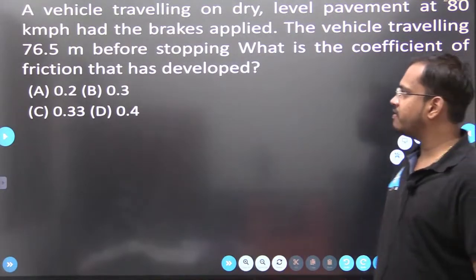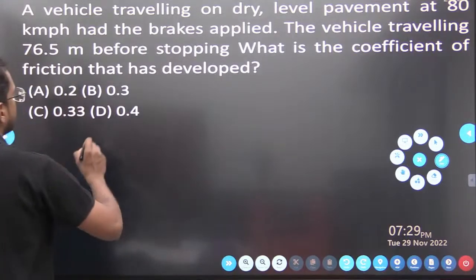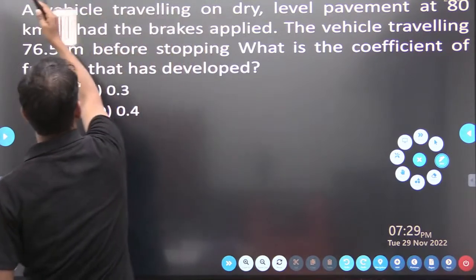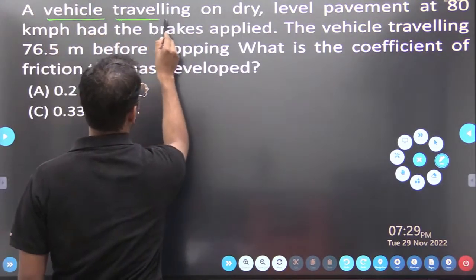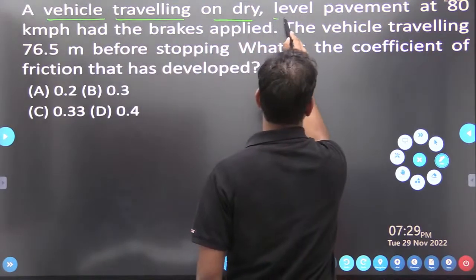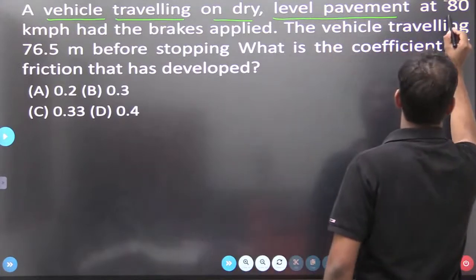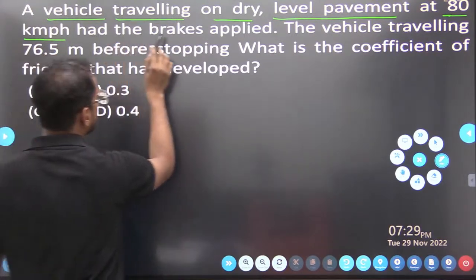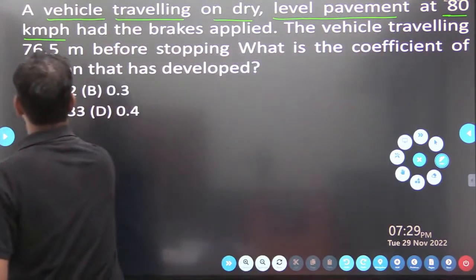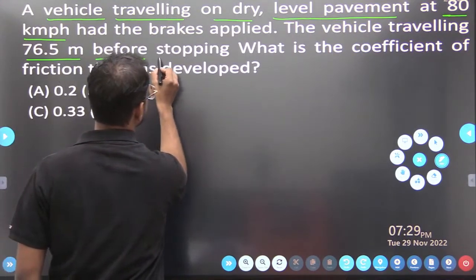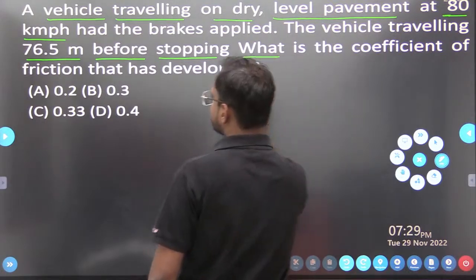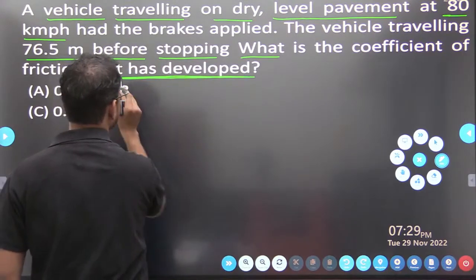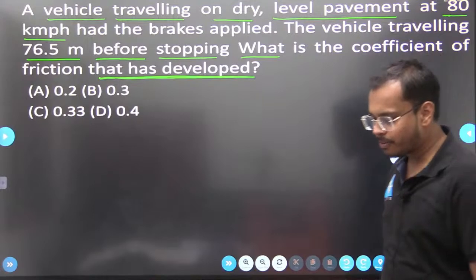Very interesting. Anybody else? A vehicle traveling on a dry level pavement at 80 kmph speed. Had the brakes applied, the vehicle traveled 76.5 meter before stopping. What is the coefficient of friction that has been developed? Very interesting problem.